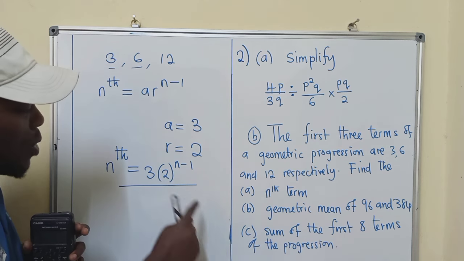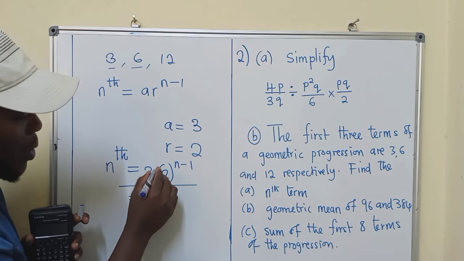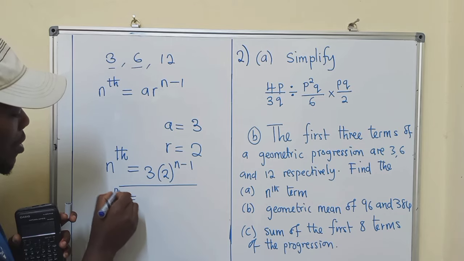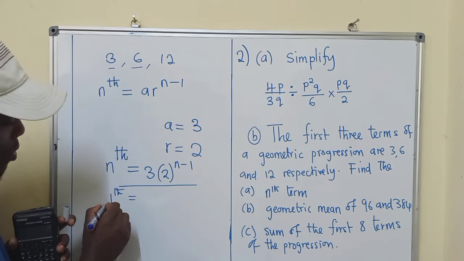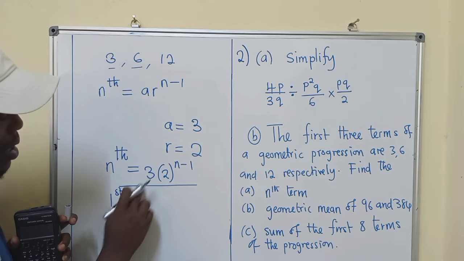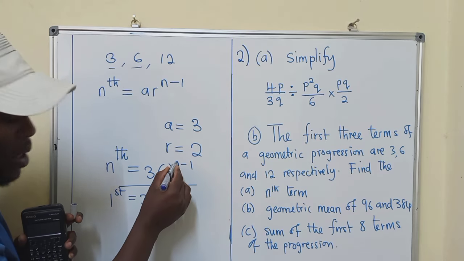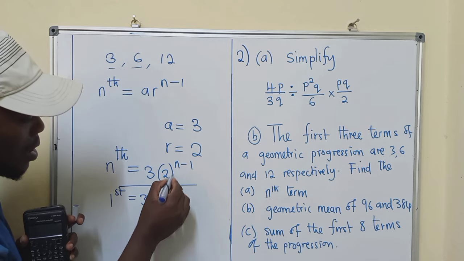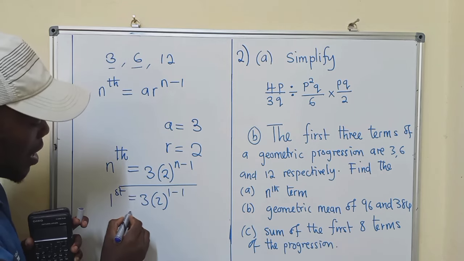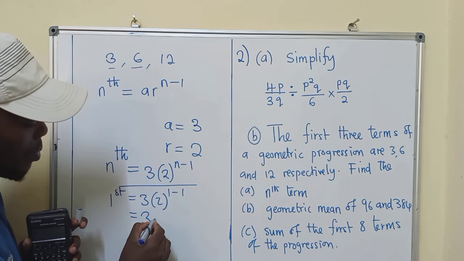Okay. Let's say I want to find the first term using this formula. 1 means first, isn't it? First term is equal to 3, and a 2, I'll write it. Where there is n here, I'll put a 1 minus 1 because it's the first term. So on n, it's 1. And when I work out here, I shall get a 3, okay?